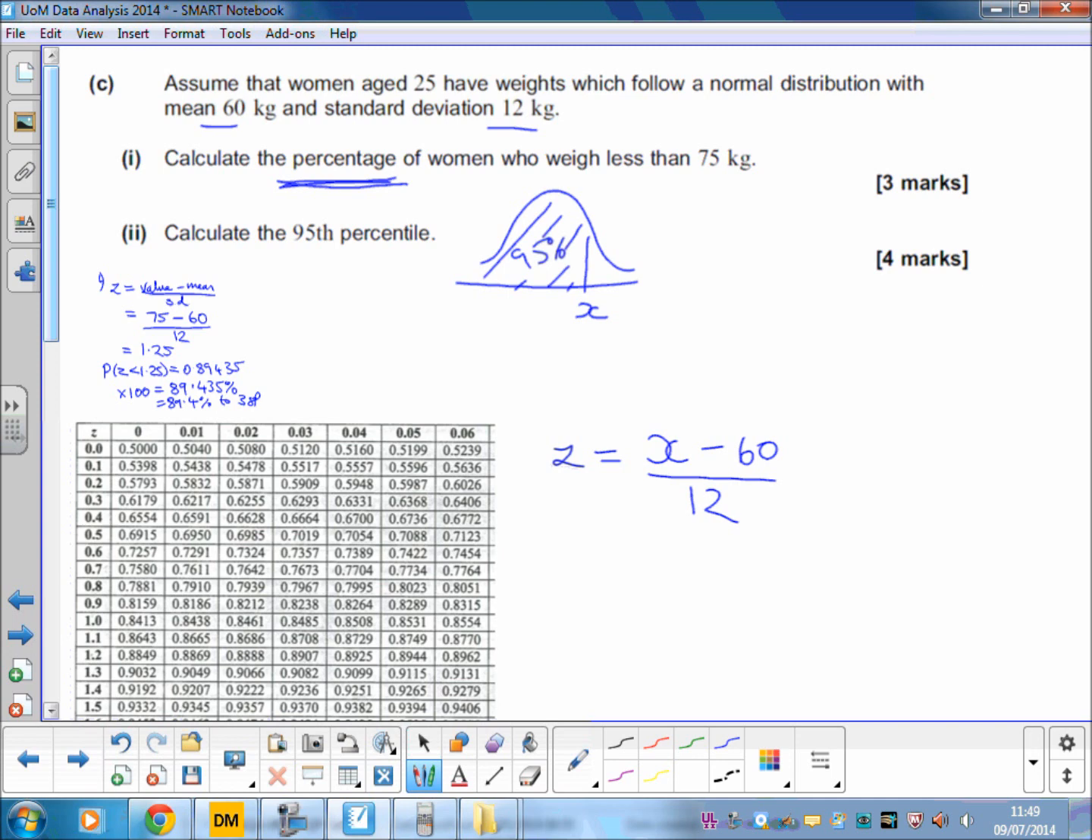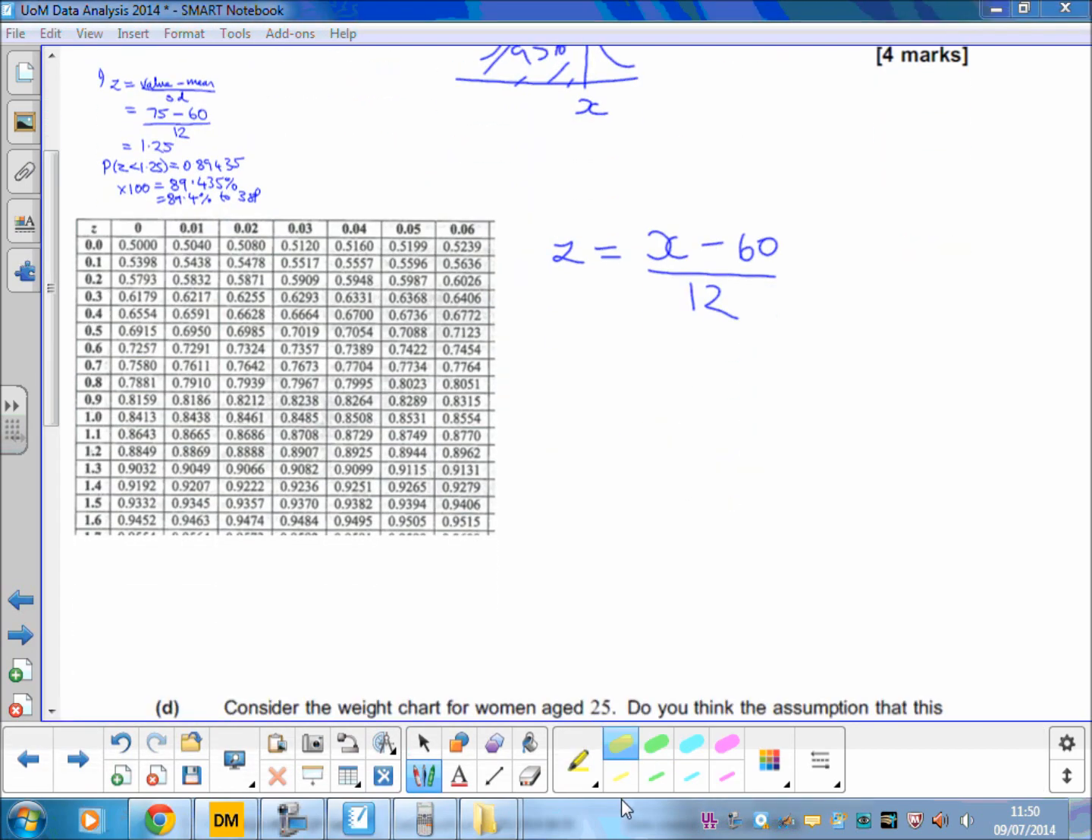Now this is where you use the tables that you've been given. We're looking inside the table to find the closest number to 95%. If we have a look here, you can see down here we've got a couple of values which are very close to 95%, and 0.9505 is the closest. Now reading off the side of the table, that tells us that to have a 95th percentile, our Z value must be 1.65. So 1.65 is the number we're trying to look for, minus 60 divided by 12.